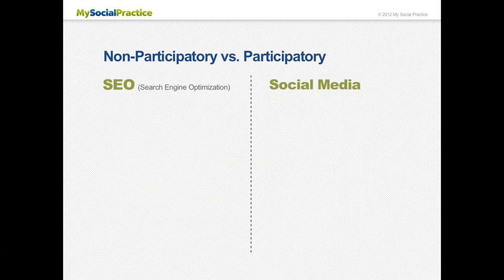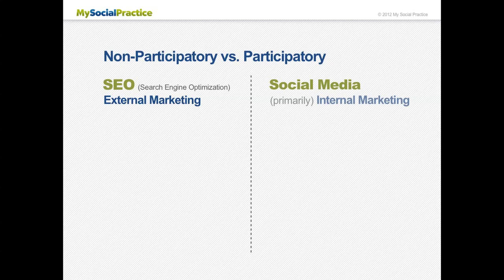So how does that fit into thinking about SEO versus social media? Well, SEO really is also a more traditional non-participatory practice. This is something that you can write a check for and you really don't worry about very much. For the most part, SEO is external marketing, whereas social media marketing is really primarily internal marketing. Now, it reaches out and becomes external marketing in many ways, but as a foundational way of thinking about social media, it's really primarily internal marketing.